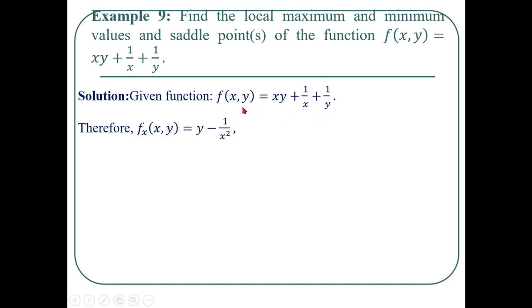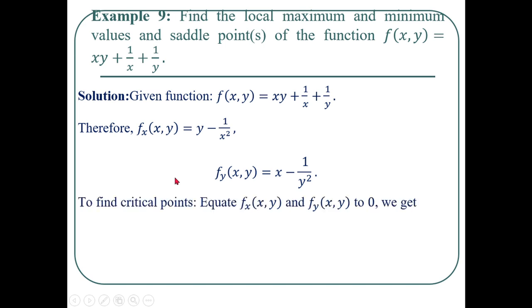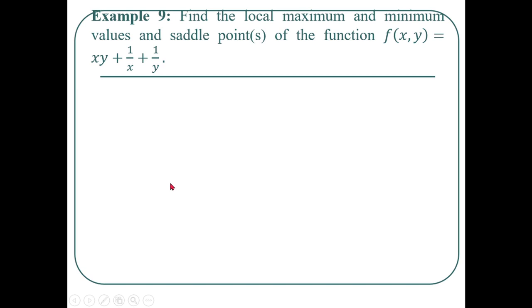Similarly, the derivative of f(x,y) with respect to y will be fy at (x,y) is equal to x as it is, derivative of y is 1, x into 1 is x, 1/x is independent of y, so its derivative becomes 0, and the derivative of 1/y will be -1/y square. Now to find the critical points, we have to equate these two values with 0, and we'll get y minus 1/x square is equal to 0 and x minus 1/y square is equal to 0. So y is equal to 1/x square and x is equal to 1/y square.